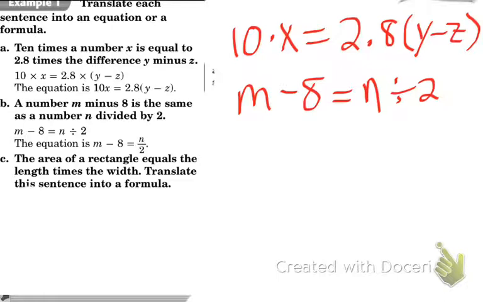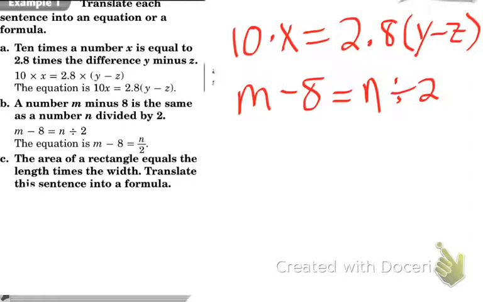Now take a look at this last one, where we're going to turn it into a formula. I'm aware that most of you already know this formula, but let's start off with an easy example so we can practice. It says the area of a rectangle equals the length times the width. Now translate the sentence into a formula.